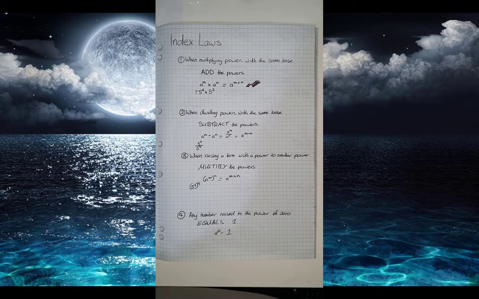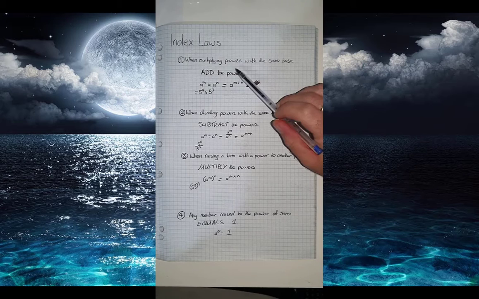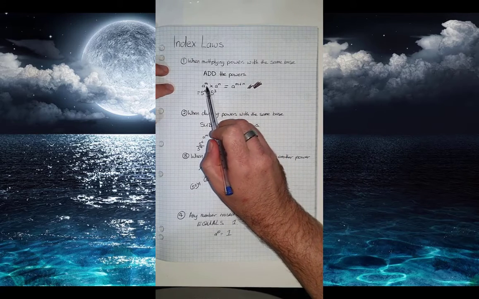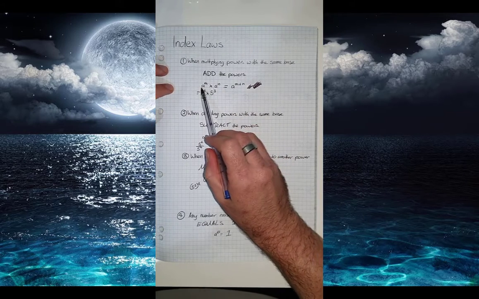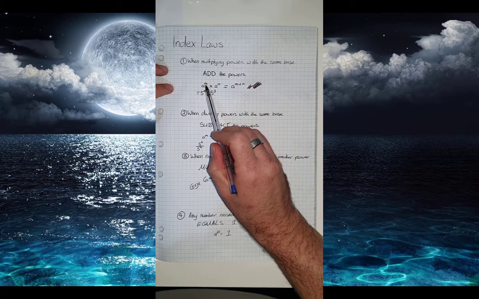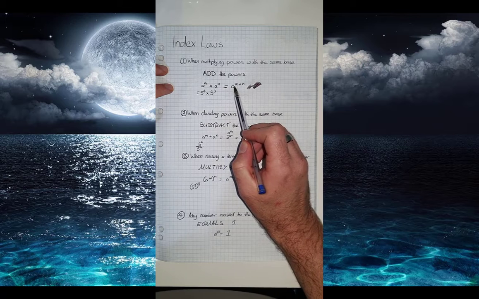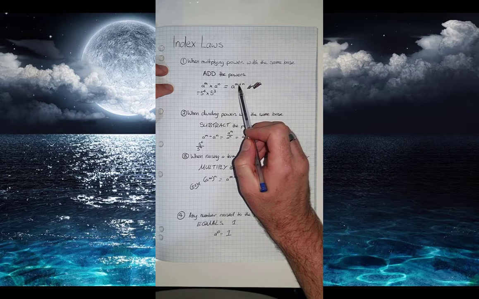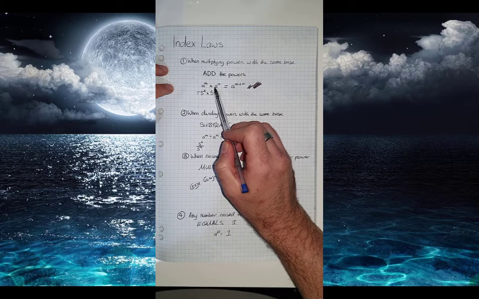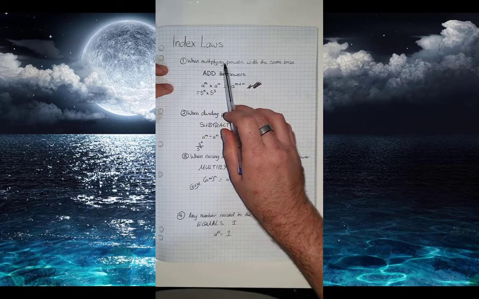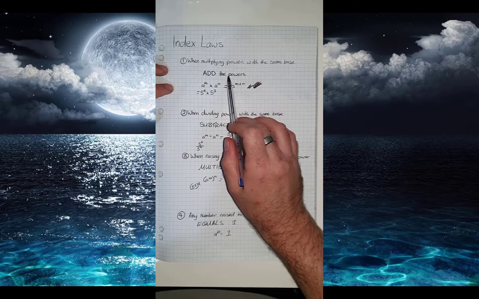So if we have a look at the first one, when multiplying powers with the same base, we add the powers. Now when we are talking about the same base, what we're talking about is the same bottom number. So if you look at the example, a to the power of m times a to the power of n equals a to the power of m plus n. Now we're plussing them because we're timesing the bases together, and this corresponds to the first law. When multiplying powers with the same base, we add the powers.